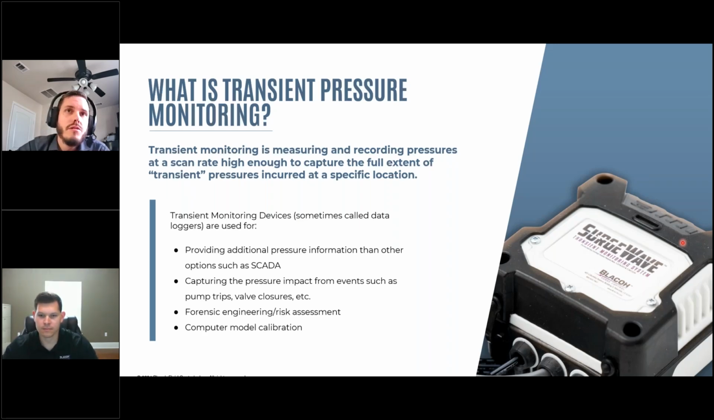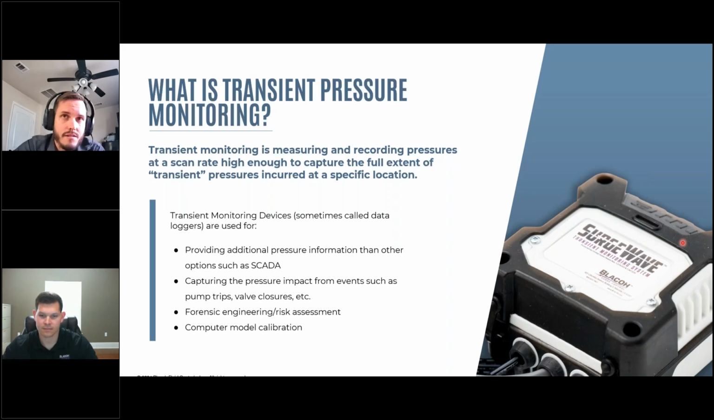You can also use transient pressure monitoring to tell how safe it is from a pressure and fatigue standpoint to operate the existing piping setup, because you can actually detect every cycle and their pressure limits.